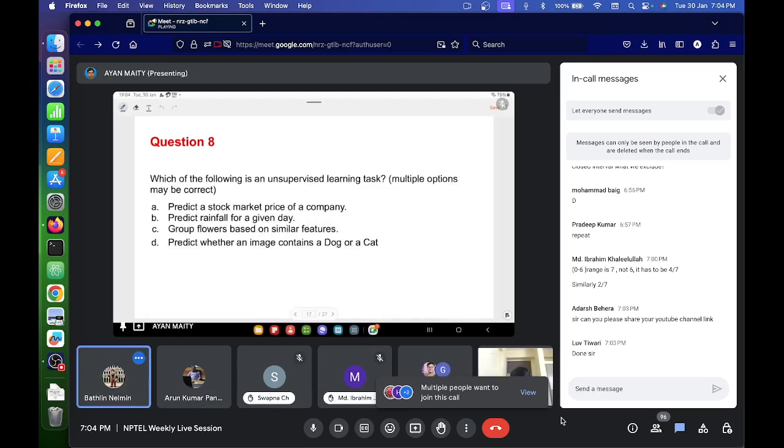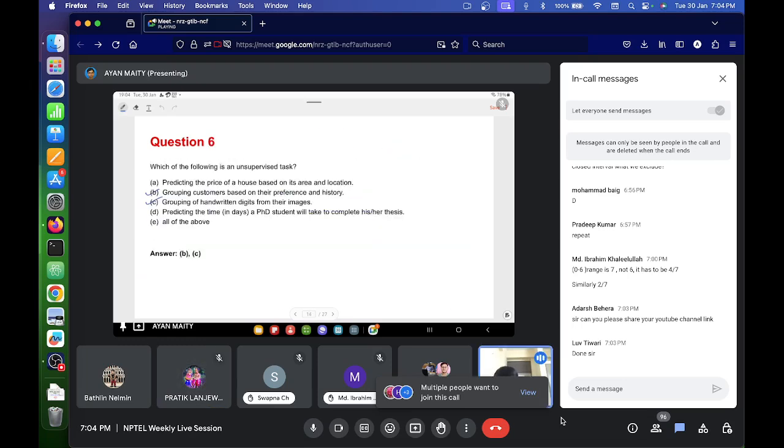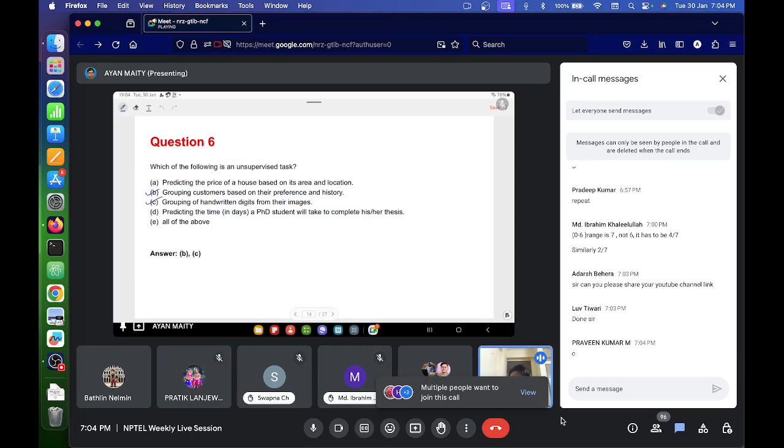Okay, sir. Now question 8. Question number 6, sir. What was question 6? Question 6 I already discussed. Any kind of grouping is an unsupervised learning task. So B and C are grouping tasks. Grouping tasks would be unsupervised, and if you are predicting a specific target variable, whether continuous or different classes, it would become a supervised learning problem.